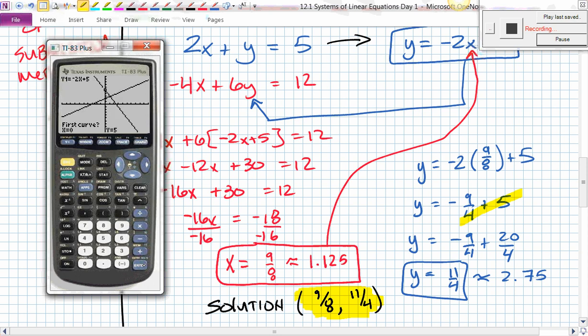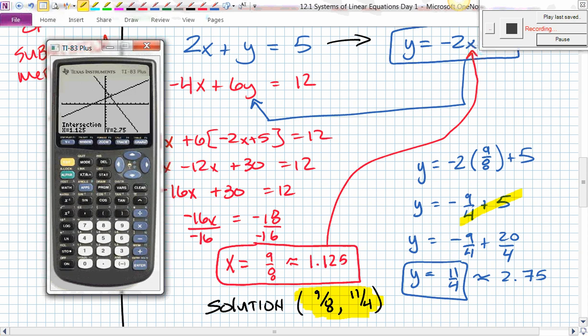So by pushing enter, it already brings you to the first line. Right? It says, what's the first curve? Well, even though it's a line, call it the curve. So just push enter, and it automatically bumps you to the second curve. And then push enter again. Do you want to guess? No, I don't want to guess. Just tell me what the answer is.